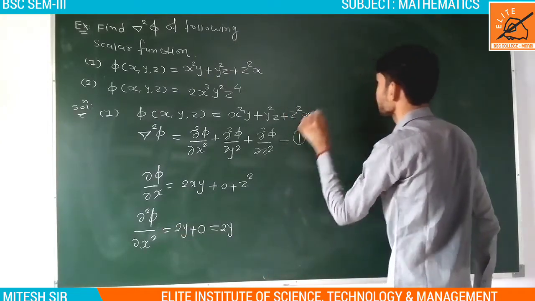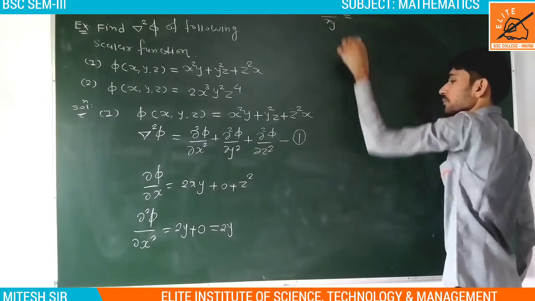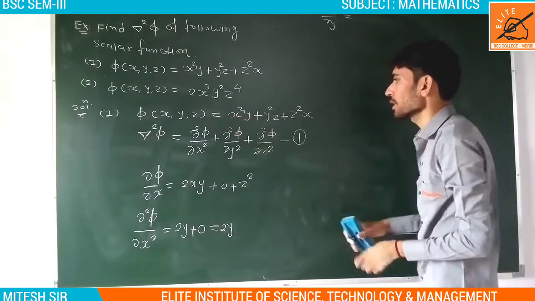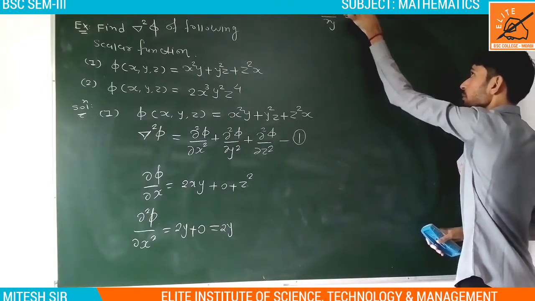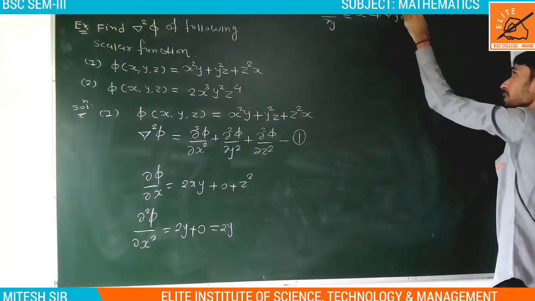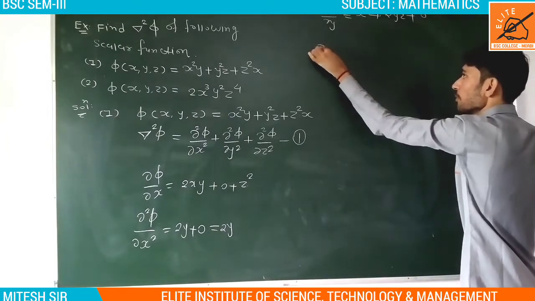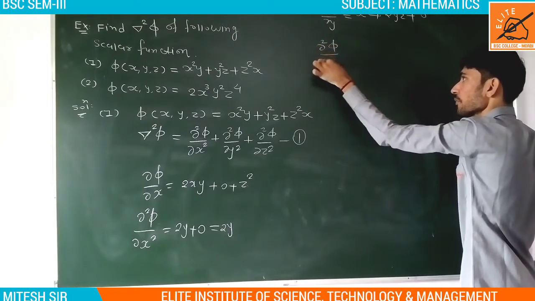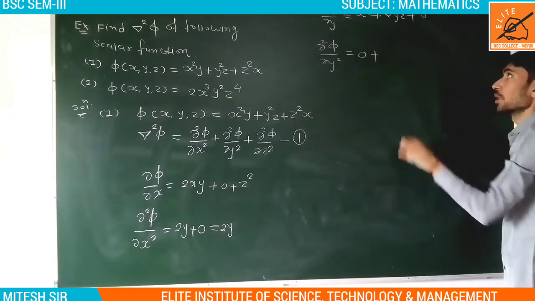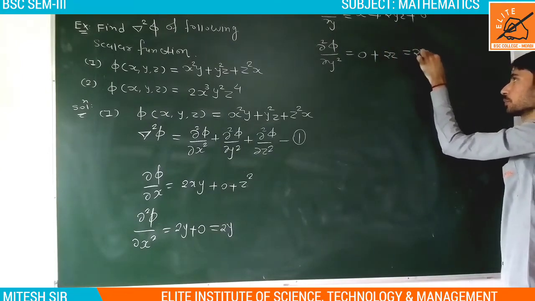Similarly here we find del phi by del y. Function phi with respect to y we will do. So x square y gives us x square, y becomes 1, plus y square z becomes 2yz, and z square x is constant, so it becomes 0. Now we are doing with respect to y again. So del square phi by del y square is equal to x square is 0, 2yz becomes 2z. So final answer is 2z.